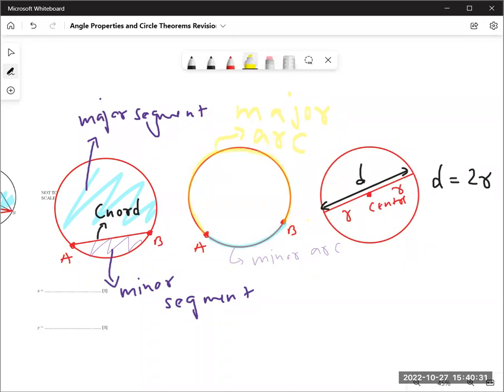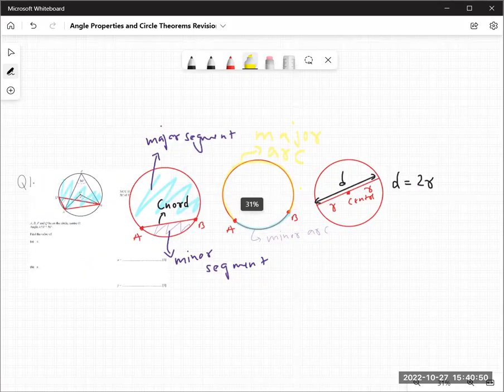Diana, Niranjana, any questions? No, sir. No. Najla, have you finished drawing it? Yes, sir. Niranjana, finished drawing? Yes, sir.